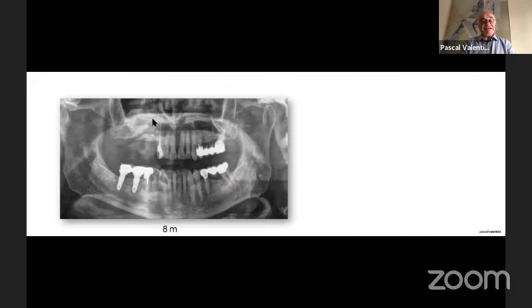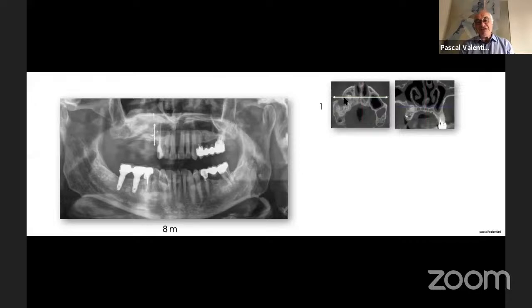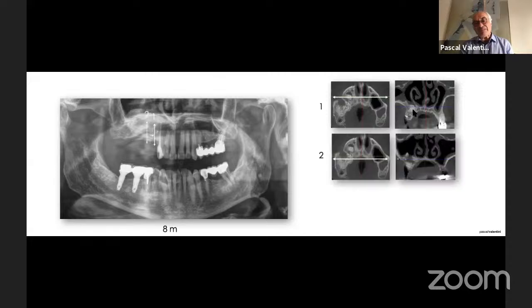Okay, and this is after 8 months. After 8 months, this is the X-ray. We have to take a new CBCT in order to check the previously curated area. And you can see anteriorly here, this is cut number one, we have enough bone to place an implant. In the center, it is not possible to place an implant. There is a big bone defect.